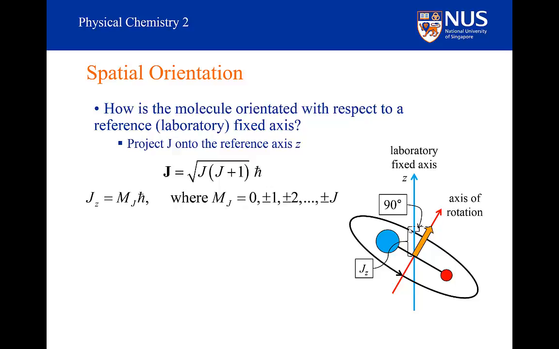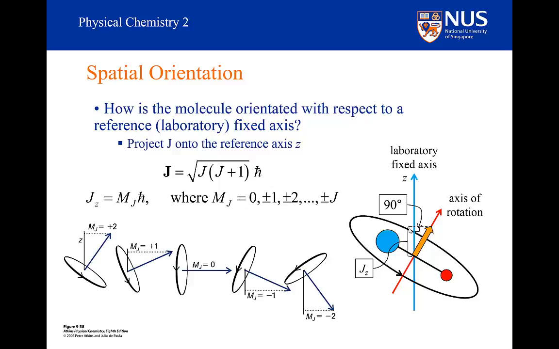Notice how many possible orientations there are for a particular value of j. For instance, if I'm in the j equals 2 rotational level, then there are only 5 spatial orientations that my molecule can be in. It can be in mj is equal to 2, mj is equal to 1, mj is equal to 0, mj is equal to minus 1, and mj is equal to minus 2. If I'm in the j equals 1 level, there are only 3 possible spatial orientations. If j is equal to 3, there are 7 possible spatial orientations. And if j is equal to 4, there are 9 possible spatial orientations.